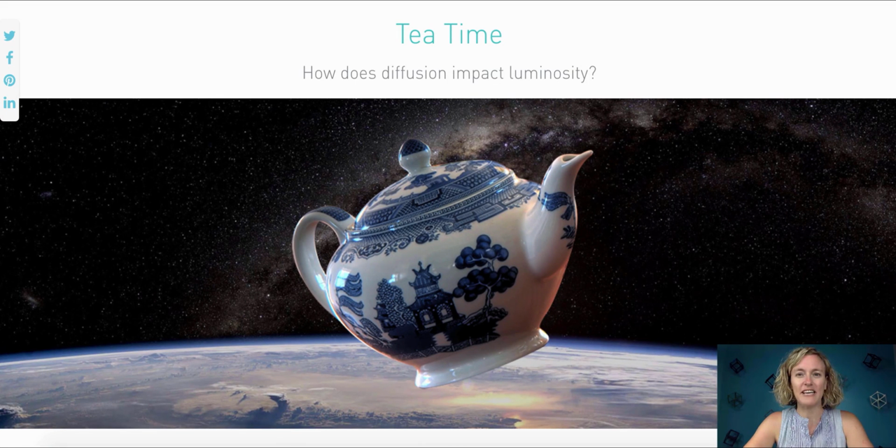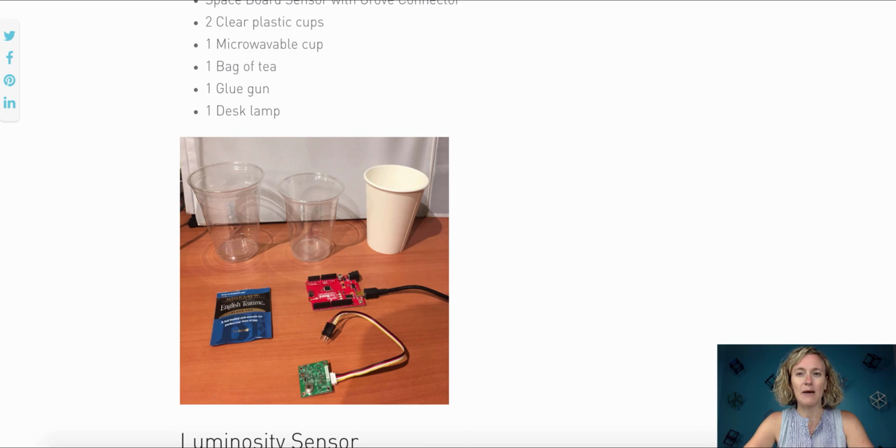In the experiment titled Tea Time, the students will use the luminosity sensor and a cup of tea. They will use the data to interpret the effects of diffusion on luminosity.